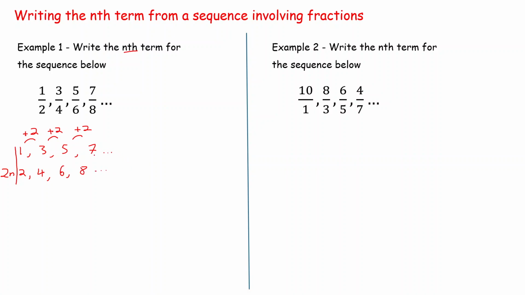But the sequence we want is not 2, 4, 6, 8, it is 1, 3, 5, 7. So to get from 2 to 1, we take away 1, and so on and so forth. So here we've got to subtract 1 from each of our terms. Therefore, the nth term of the top sequence, 1, 3, 5, 7, is going to be 2n, take away 1. So 2n subtract 1. So that's the top part of the fraction.